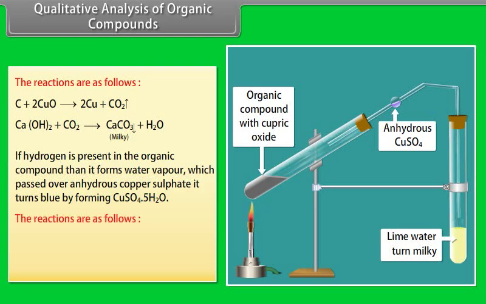The reactions are as follows. Hydrogen in the organic compound reacts with copper(II) oxide and produces copper and water. The produced water reacts with anhydrous copper sulfate, which turns blue by forming CuSO4·5H2O.